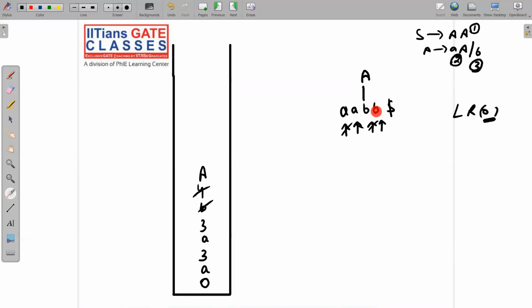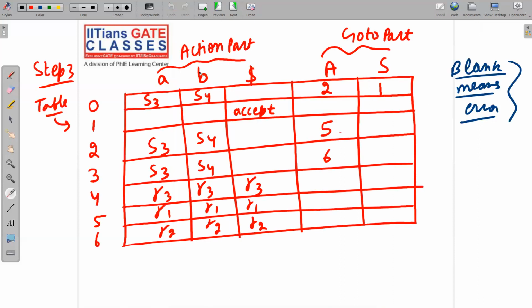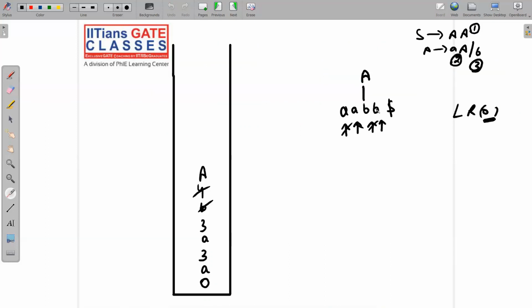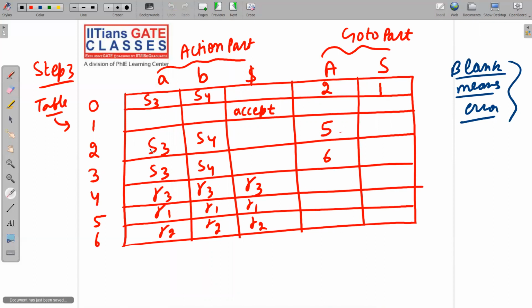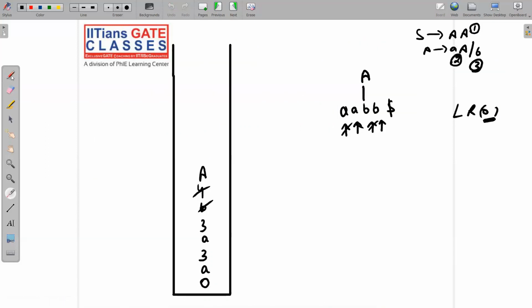So why are we not reading this b? Because in the entire action part we have written reduce moves. That's why we say that we have not read this b till now. Now 3 on capital A. What do we mean by 3 on capital A? Go to state number 6. So we will be at state number 6.